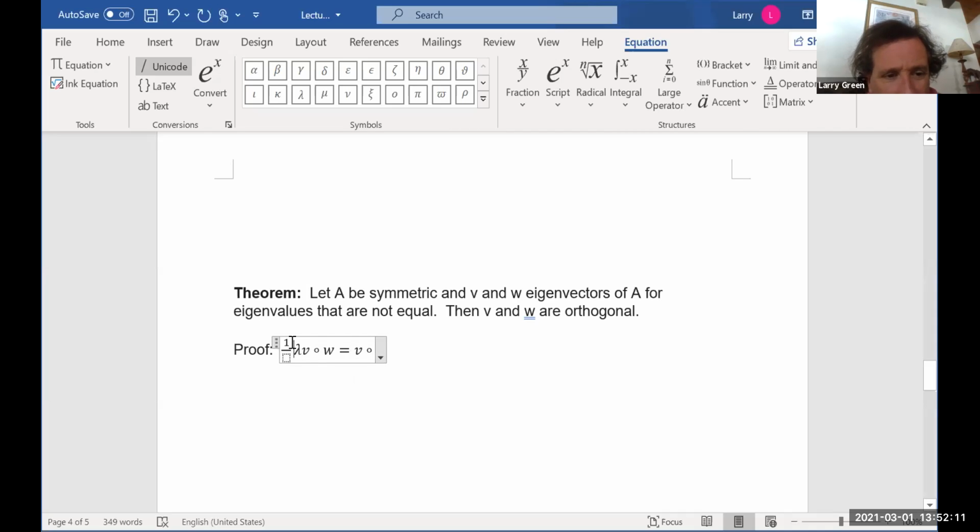So I can write 1 over lambda. V dot W is equal to V times 1 over lambda... actually, I don't need the 1 over lambda anymore, it's equal to V dot AW. Any questions on that?